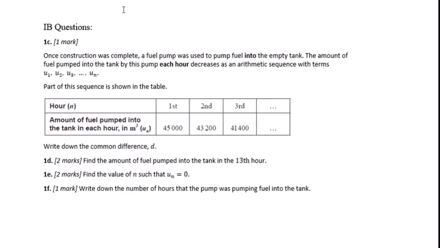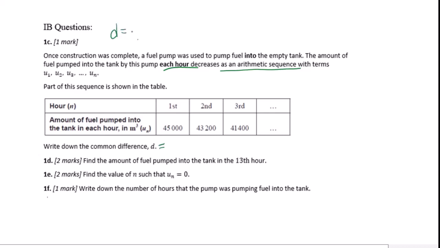Let's go to IB questions. Once construction was complete, a fuel pump was used to pump fuel into the empty tank. The amount of fuel pumped into the tank by this pump each hour decreases as an arithmetic sequence with the terms U1, U2, U3, and Un. Part of this sequence is shown in the table. Write down the common difference d.